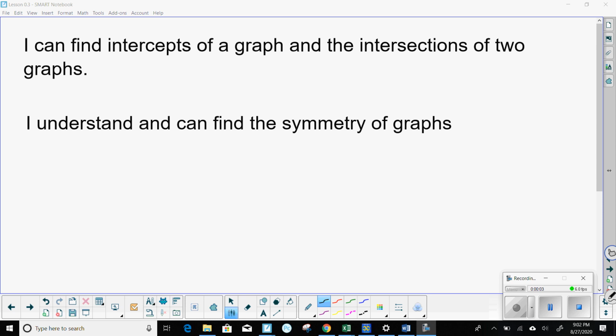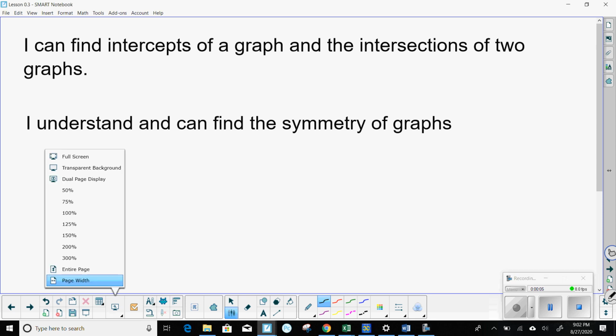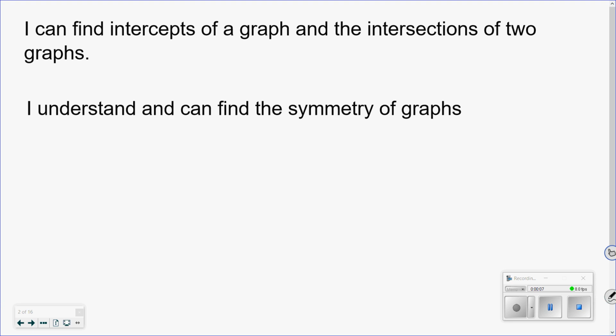Here are our two learning goals on 0.2. I can find the intercepts of a graph and the intersections of two graphs. We've actually done that with a calculator, but now we're going to do it without a calculator. And the second one is, I can understand and find the symmetry of graphs.